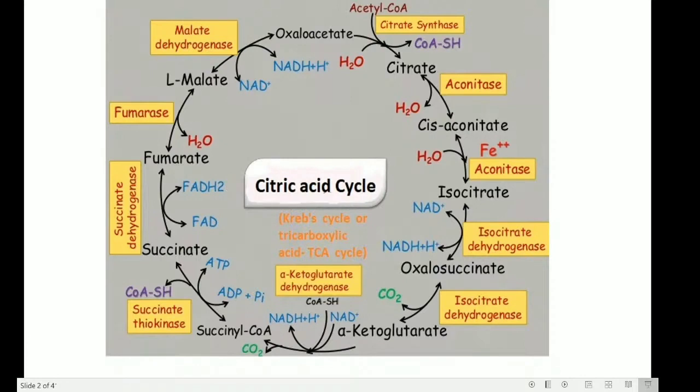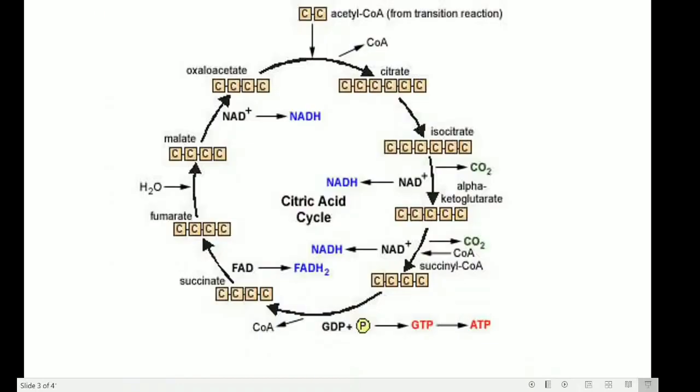And in this cycle itself, we can see NAD, FAD and ATP, all three energy molecules are produced in this phase, whereas other cycles produce only two or one. But in this citric acid cycle you can produce all kinds of energy. This is the easiest form of understanding.